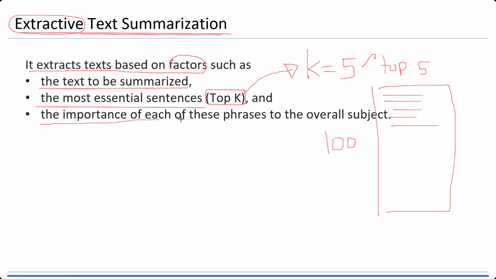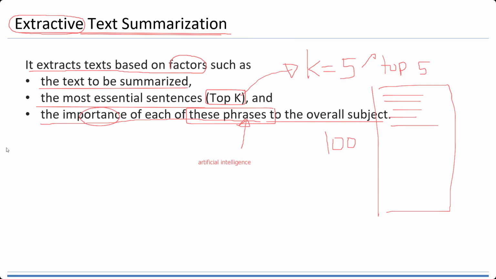The importance of each of these phrases to the overall text. We need to check whether the phrase, meaning a subsection of the sentence, is important. Maybe we have the words "artificial intelligence". So if the words appear in the sentence, then okay, we can say that this sentence is important.